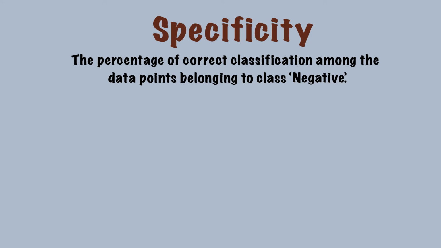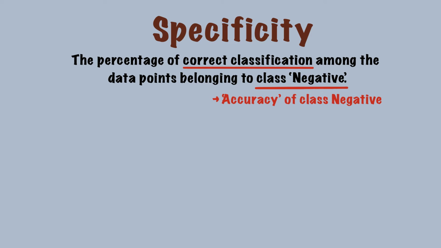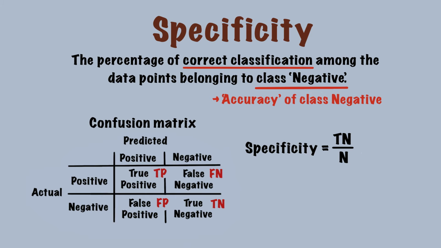However, for specificity, we only care about negative data. By definition, specificity is the percentage of correct classification among the data points belonging to class negative. In fact, we can think of specificity as the accuracy of class negative. Although sometimes we only care about class positive, we need to make sure the model won't misclassify a lot of negative data as positive. The formula for specificity is Tn divided by N. N here is the data of class negative, which is Fp plus Tn.